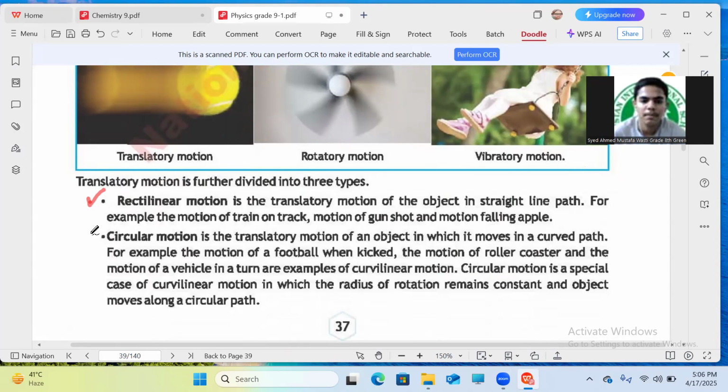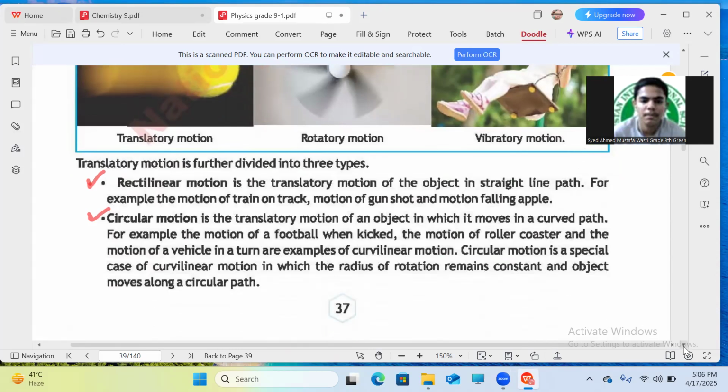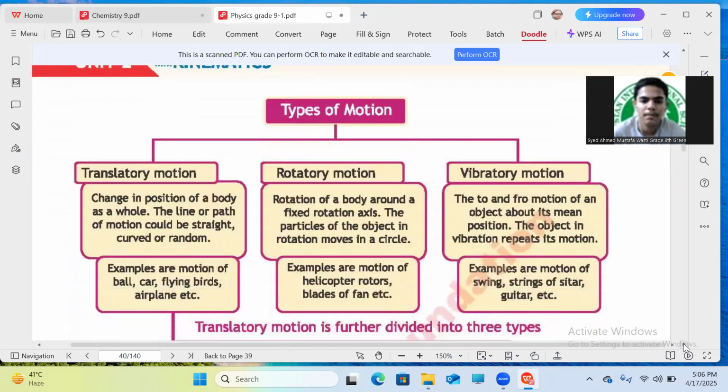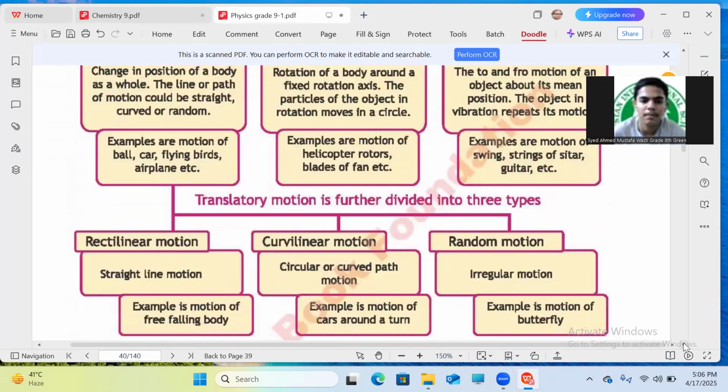As the second name shows, circular motion is the motion of an object in which the object moves in a circular path, a curved path. And the third name is random motion. The word random describes irregular. So the motion that is in an irregular direction will be named random motion.